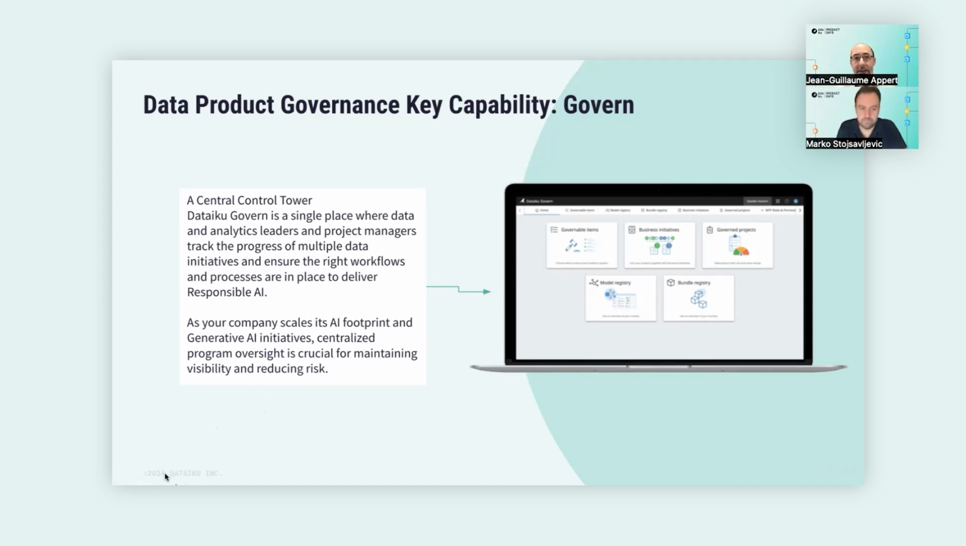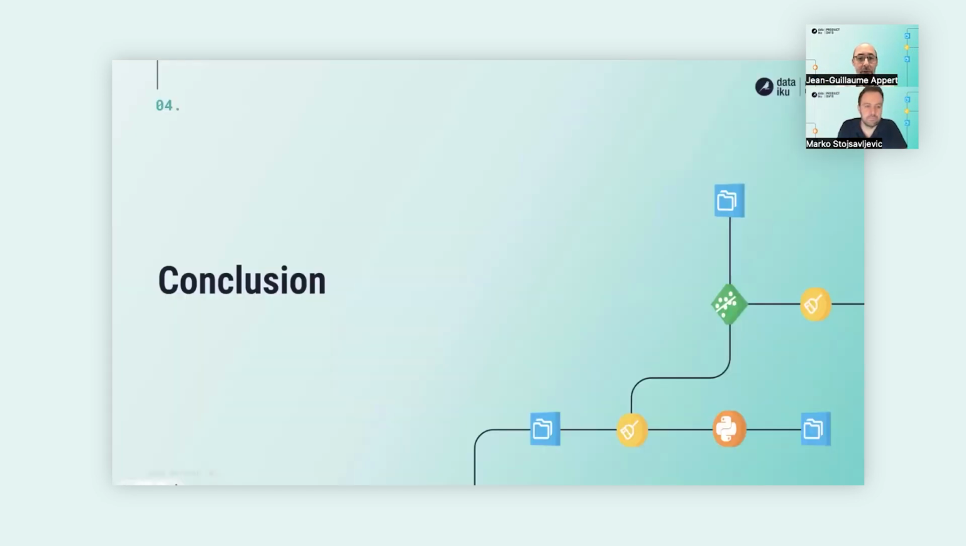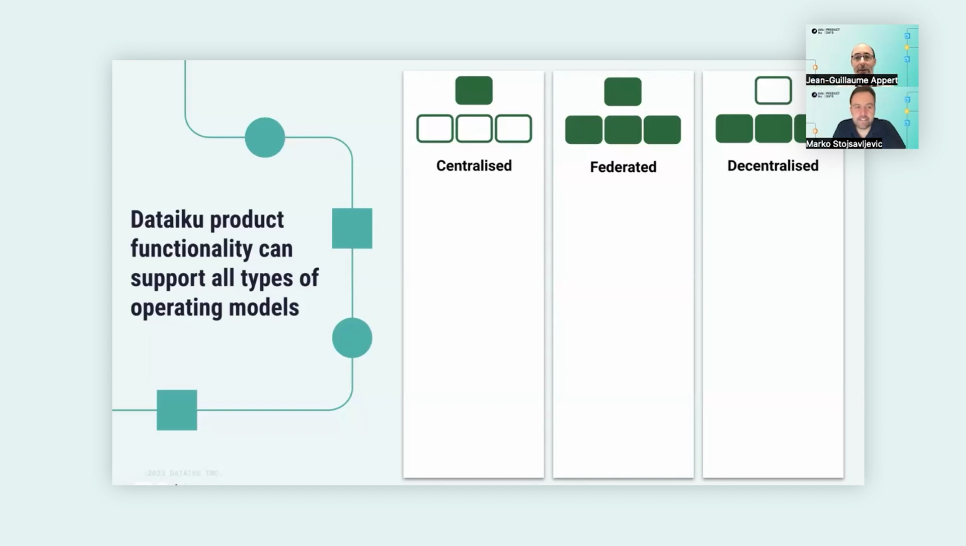So those are the different highlights from the product perspective. Maybe we can have a small summary of it. Yes, let's do it. I think that's great. So let's consider that with the background of what we talked about from the data product operating models, right? That centralized, federated, and decentralized again.